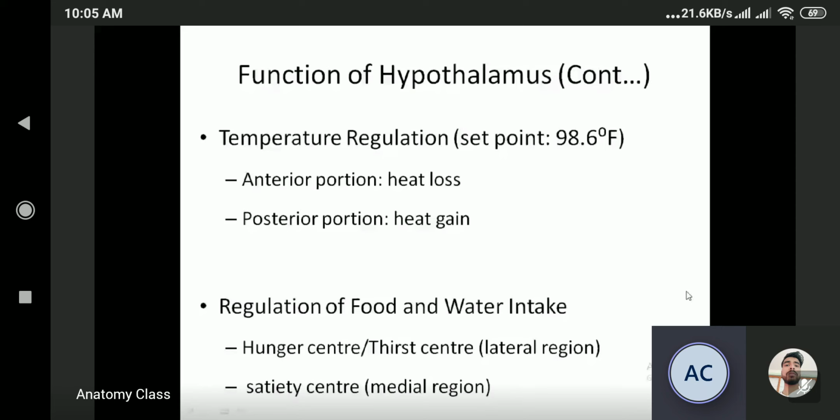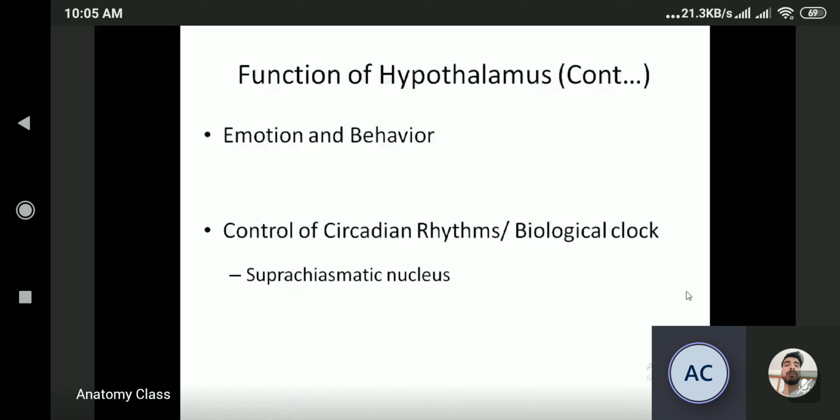Emotions and behavior: as the hypothalamus is connected with the limbic system, all these emotions and behaviors are also controlled by the hypothalamus. Control of the circadian rhythm, which is also known as the biological clock. The circadian rhythm is the internal clock of the body that regulates within a 24 hour cycle. All the biological processes occur within this 24 hour cycle. In animals, such a cycle is known as circadian rhythm, and it is maintained by the hypothalamus. Particularly, the suprachiasmatic nucleus of the hypothalamus is responsible for maintaining this circadian rhythm.